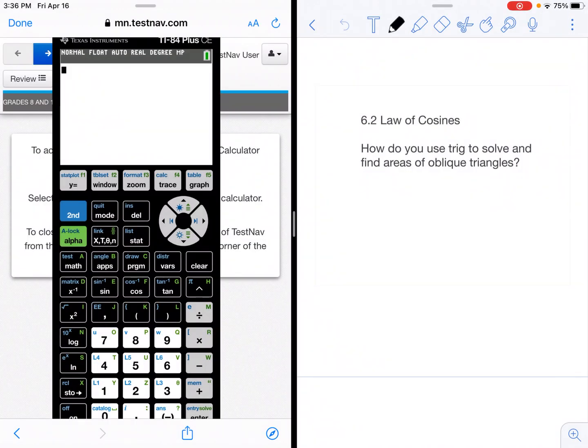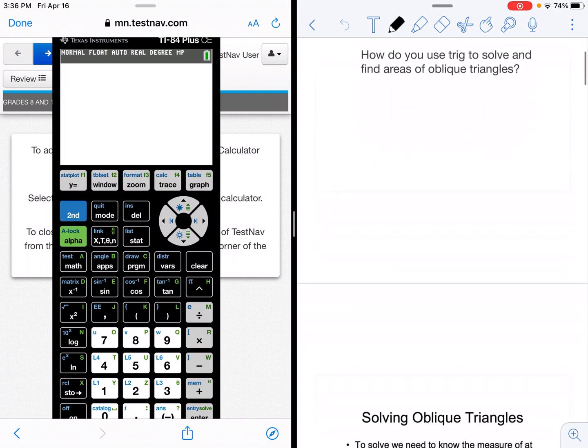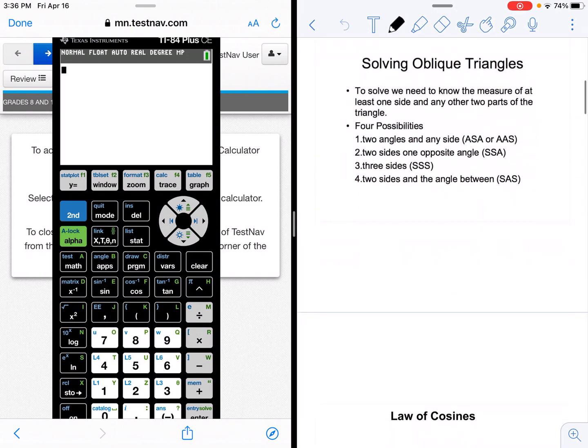6.2, Law of Cosines. How do you use trig to solve and find areas of oblique triangles? So it's the same question that we had in 6.1. This time we're learning the law of cosines. We'll still be incorporating the law of sines.